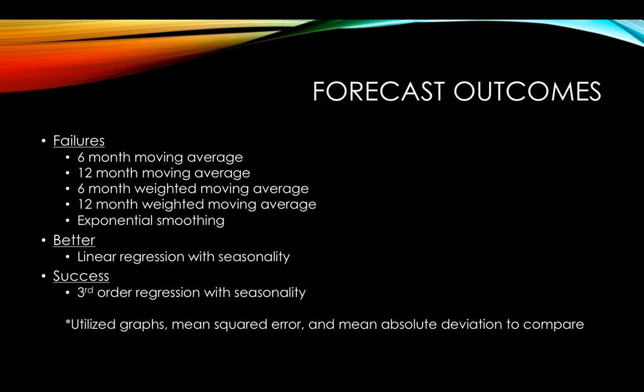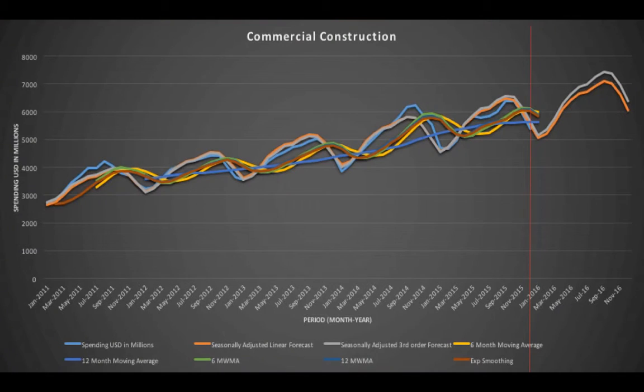My outcomes, I had more failures than successes. Failures were 6-month moving average, 12-month moving average, 6-month weighted moving average, 12-month weighted moving average, and exponential smoothing. I had a little bit better outcome with the linear regression with seasonality, but my best and most successful was the third order regression with seasonality. To compare all these, I used graphs, the mean squared error calculation, and mean absolute deviation calculation to see which was the most successful.